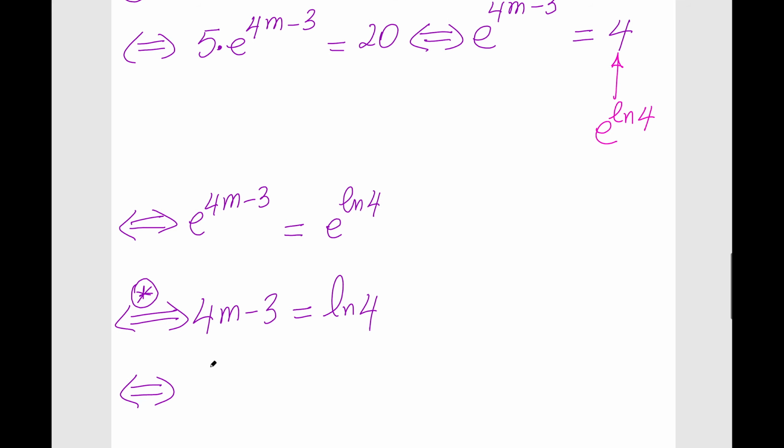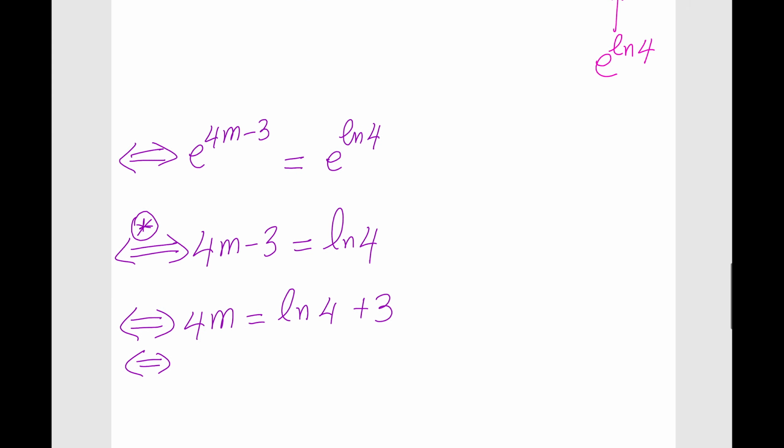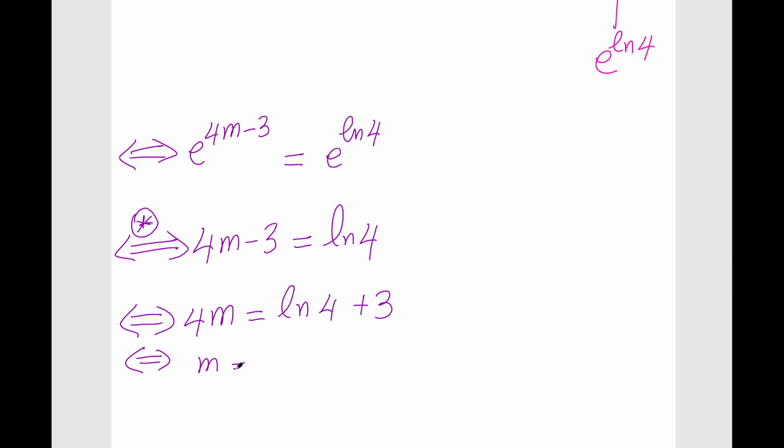Okay, so how do you undo the 3? Well, by adding 3. And then you get ln of 4 plus the number 3, right? ln of 4, whatever this number is, it's a positive number, right? Whatever this number is, I added to 3. And that's 4 times the m. And this means that m is the fourth of that, right? It means the fourth of that.